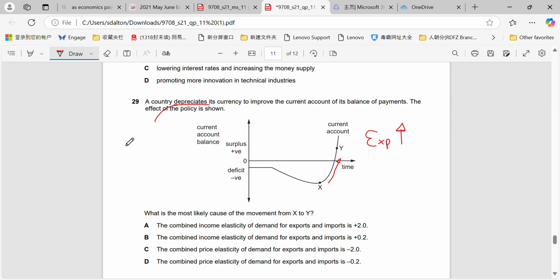So we know that what that does is it makes the price of exports go down, right? So if the price of exports goes down, we're going to be looking for a combined elasticity that is negative. And that is because we want the inverse relationship to happen. In other words, if the combined PED is a negative figure, then that will mean that our total revenue for exports will rise. So our total exports will go up because the quantity demanded for exports would rise significantly.